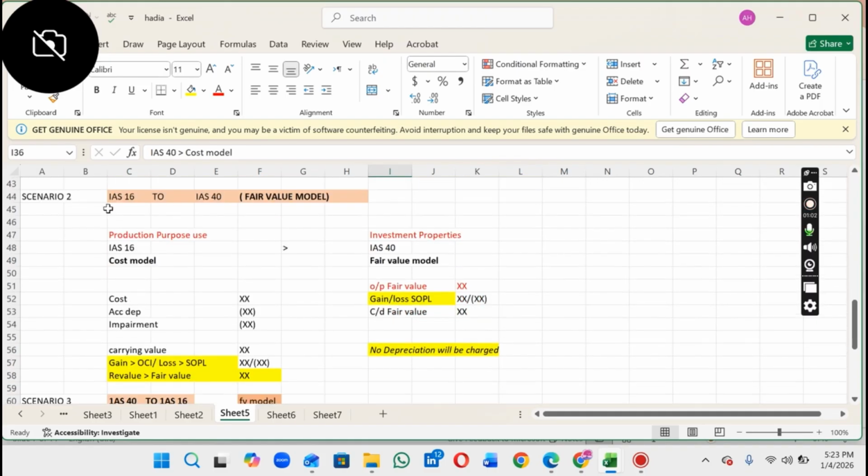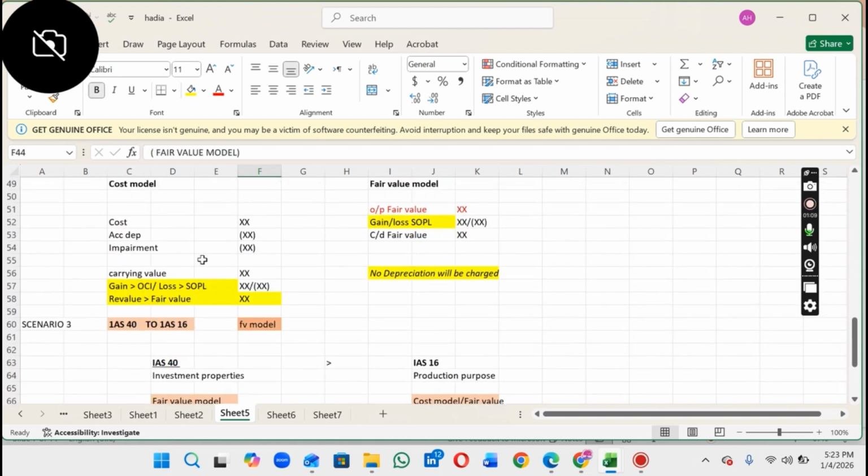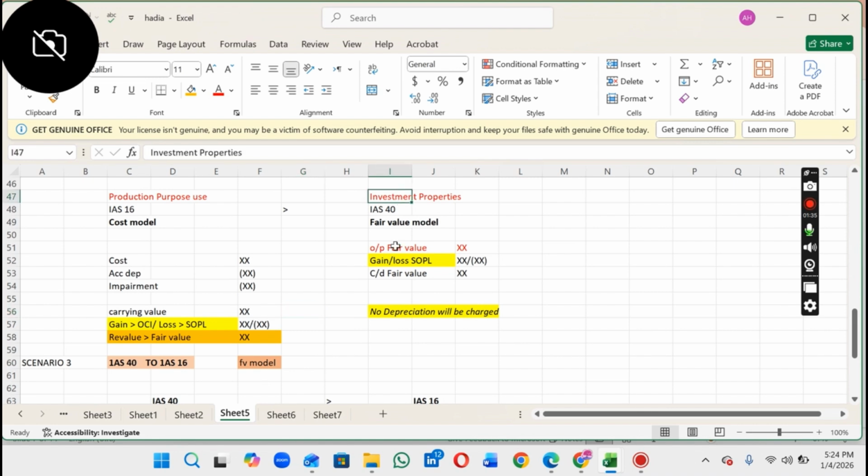In our second scenario, if we want to transfer our property from IAS 16 to IAS 40 using the fair value model, we first need to bring our property value to fair value. Like here, first of all, we deduct the depreciation and impairment. Now we have our carrying value. We find the gain and loss. Such gain and loss will be recorded in SOPL, statement of profit and loss. Now that amount, the revalued amount, will be transferred to the fair value model, investment property.